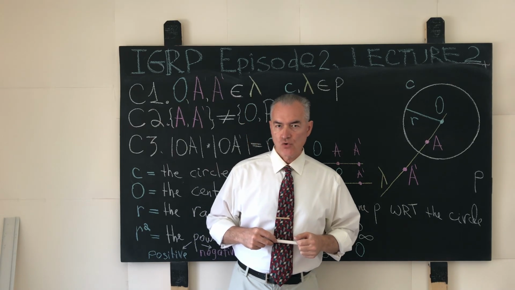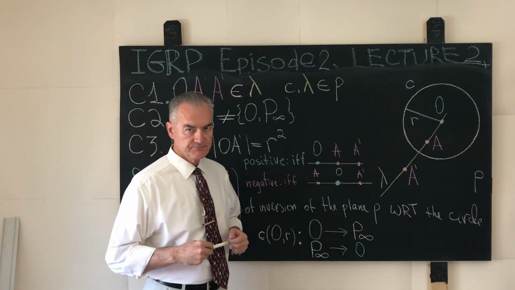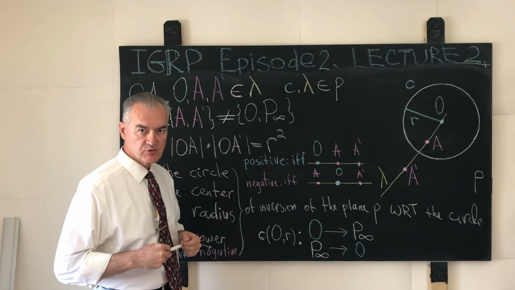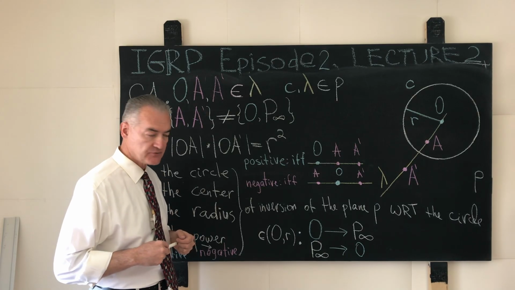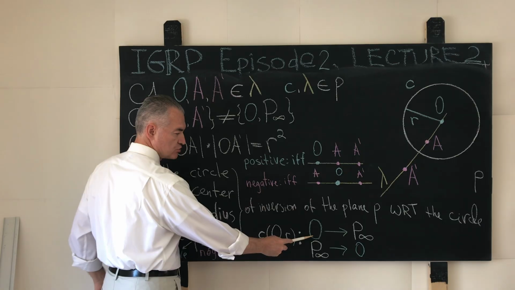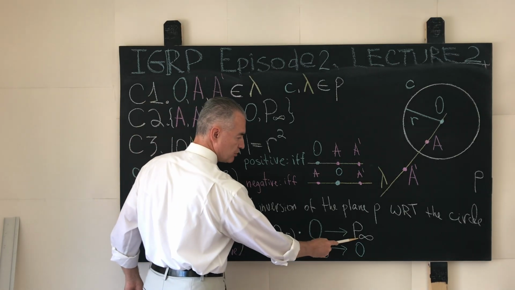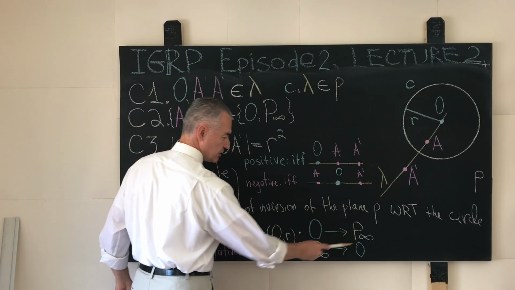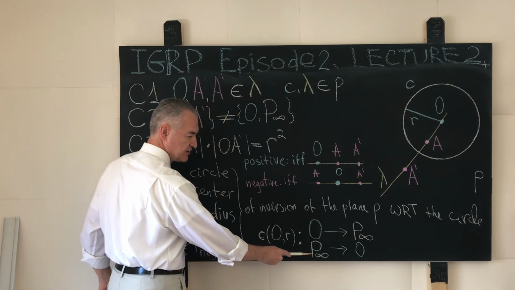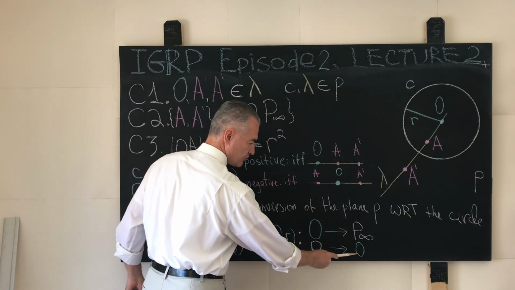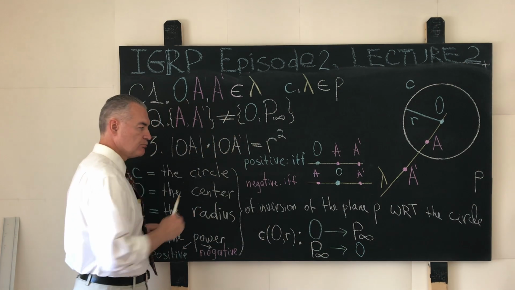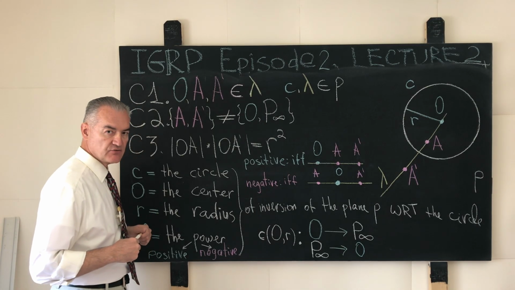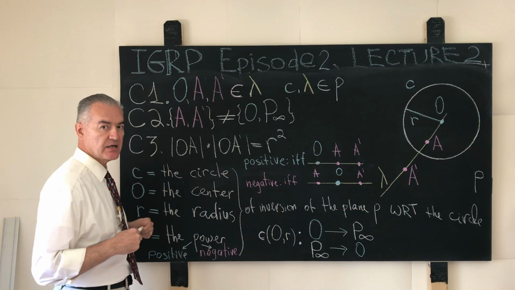For the duration of this course, let us agree that under the inversion of the real plane with respect to a circle with any power, positive or negative, the center of inversion O is taken into the point at infinity, and conversely, the point at infinity is taken into the center of inversion O. And with this addition on the books, the way we defined inversion of the real plane with respect to a circle becomes what? It becomes a bijection.